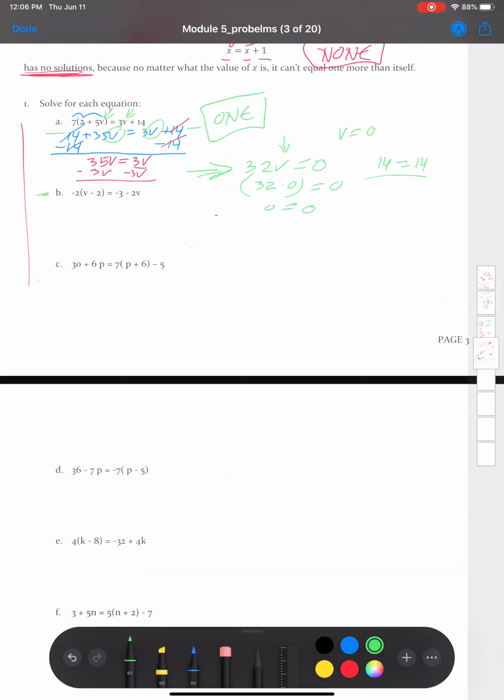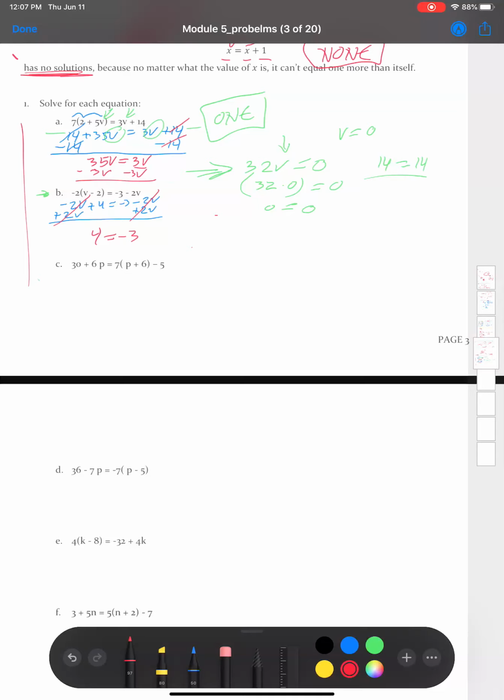Okay, how about another one? Okay, how about this one right here? Let me do that in a different color. So let us multiply this through. So we have negative 2v. Negative 2 times negative 2 is positive 4, is equal to negative 3, negative 2v. Okay, I'm going to get the variables on one side. So I'm going to add the 2v, add the 2v. What happens there is that these cancel and these cancel, because negative 2v plus 2v is 0. So we only have left 4 equals negative 3.